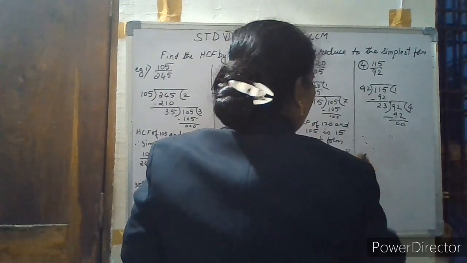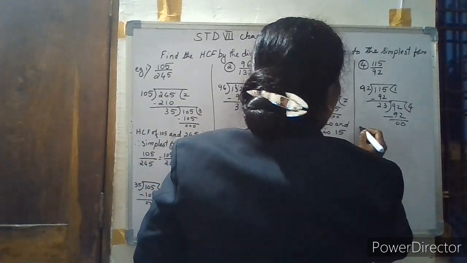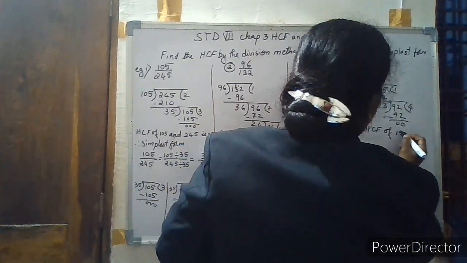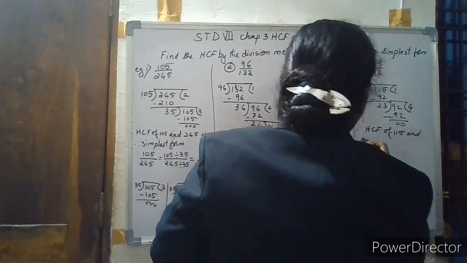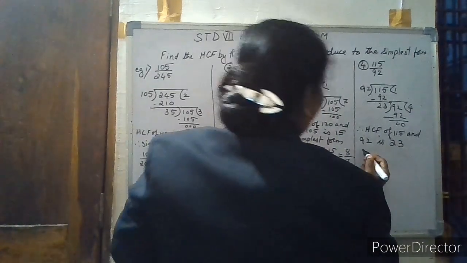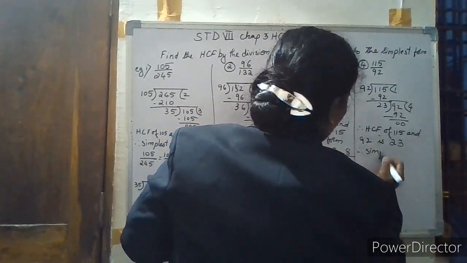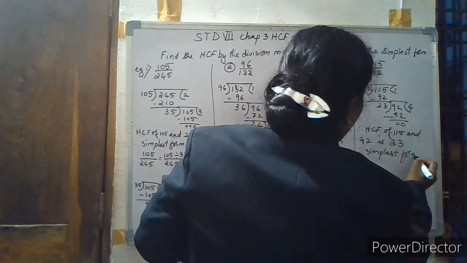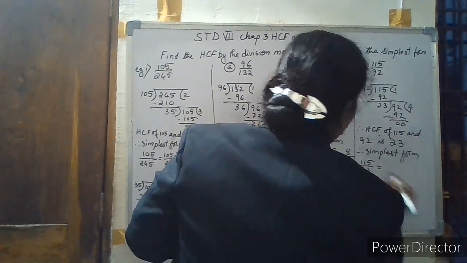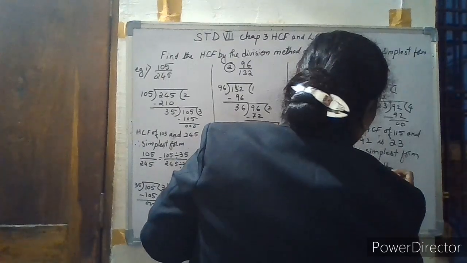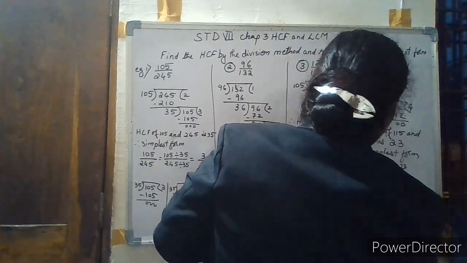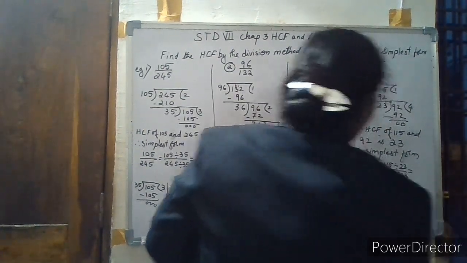Therefore here the HCF of 115 and 92 is 23, the last divisor. So the simplest form of 115 upon 92 is equal to 115 divided by 23 upon 92 divided by 23.